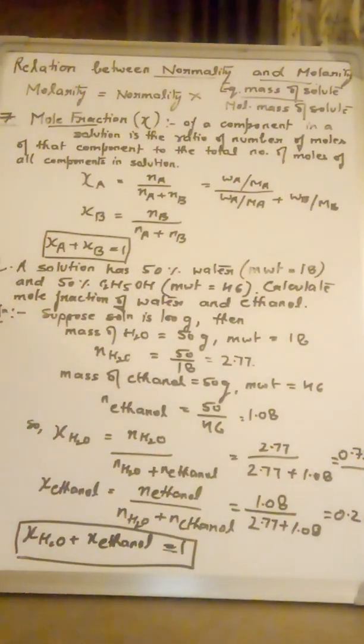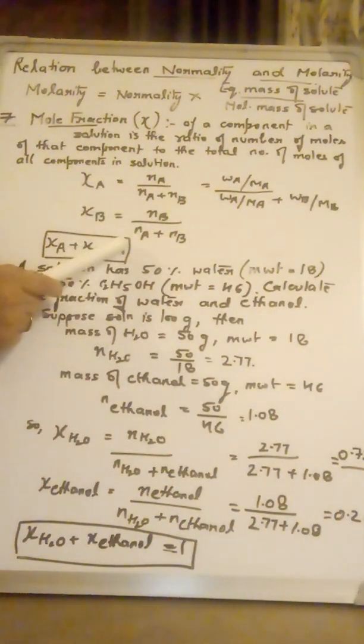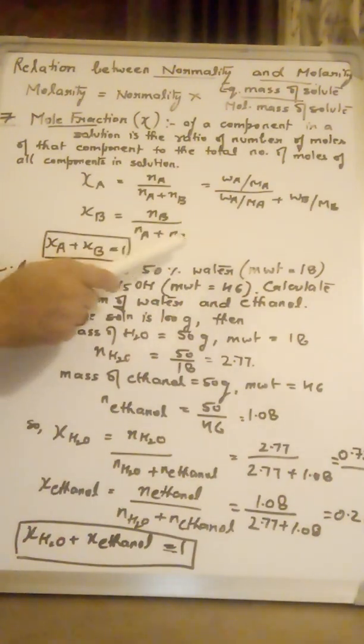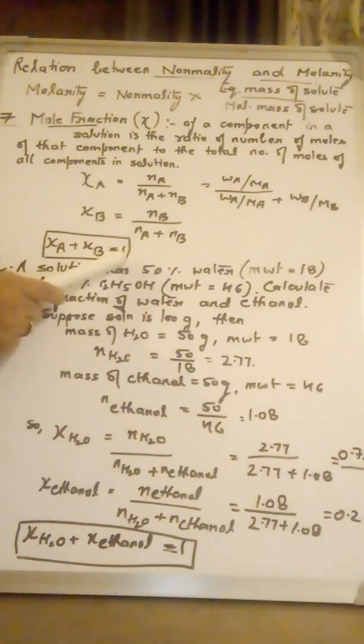If you want to find out the mole fraction of B in the solution, then it will be number of moles of B upon total moles. Total moles means moles of A and moles of B. So if you know the moles of each component A and B, then you can find the mole fraction of each one of them, right? Always remember that mole fraction of A plus mole fraction of B will come out to be 1. The value will always be 1, right? So this we will understand with the help of a question. Let us see the question.